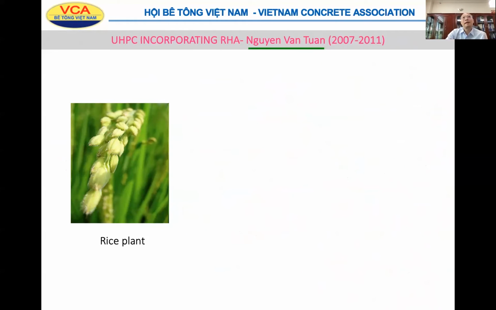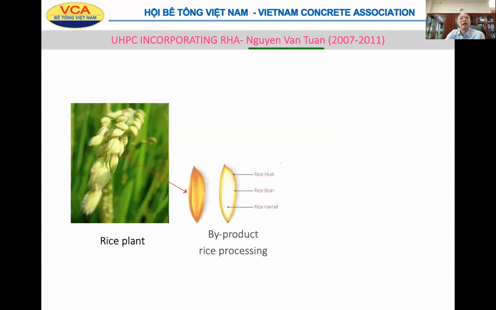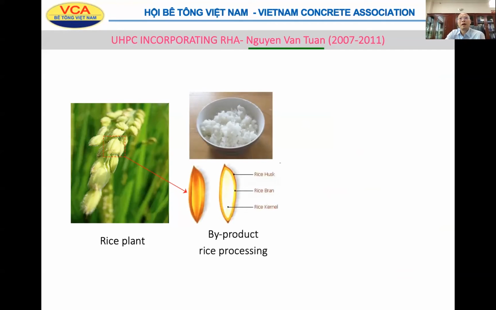And as the research developed in 2007-2011 with researcher Nguyễn Văn Tuấn, and now he is an associate professor and doctor, he actually used rice husk ash to replace silica fume.